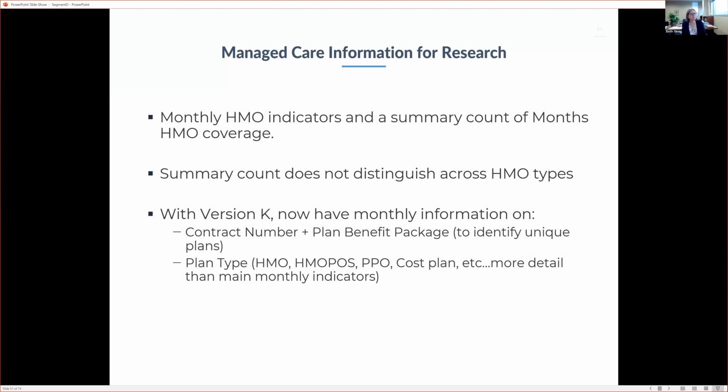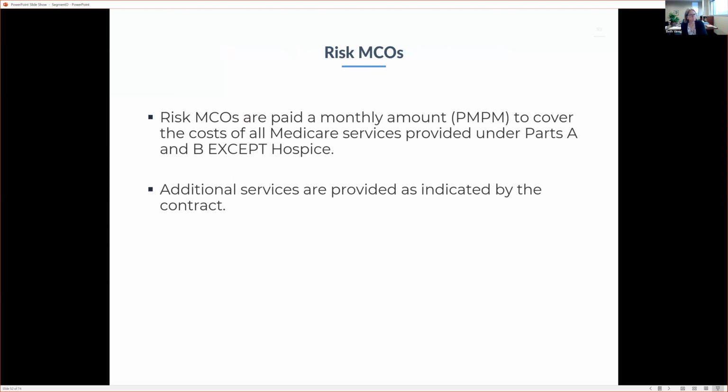And we can distinguish among different plan types, HMOs, HMO POS, PPO, cost, in more detail. So we actually know more about what people are doing in managed care than we used to know. So if you care about those decisions and perhaps what those decisions mean, we now can see it. So it's less of a black box.